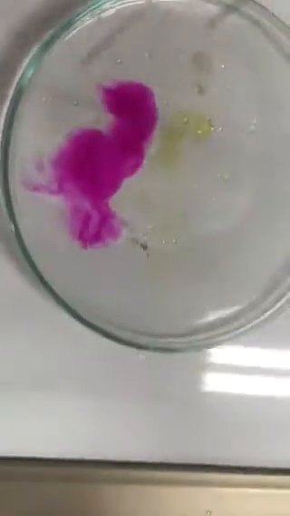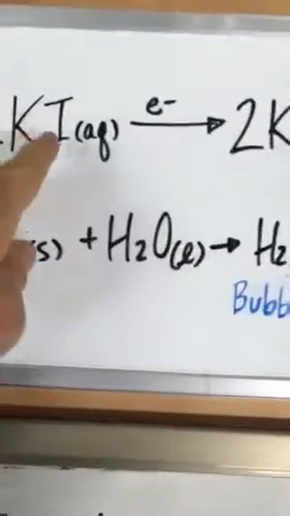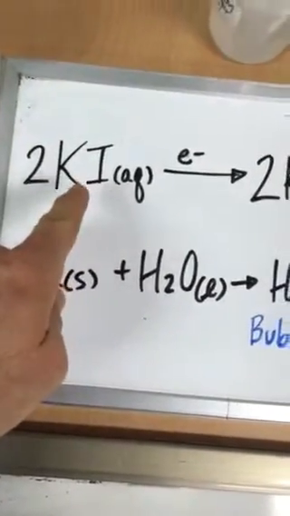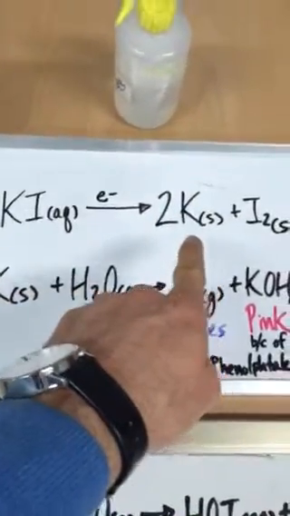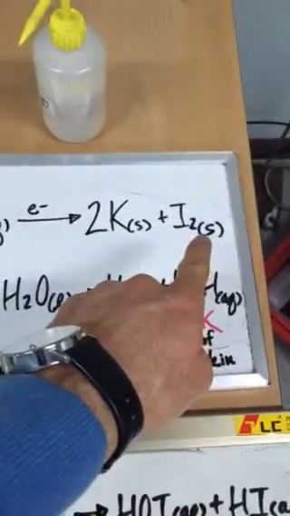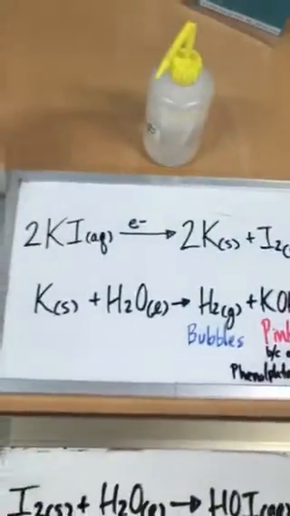All right, so we'll take these out for a second. I'll kind of go over the reaction with you. So over here, we have the reaction. I had the potassium iodide, that was aqueous iodide. I put some electricity into it, and I got potassium solid and iodine solid.